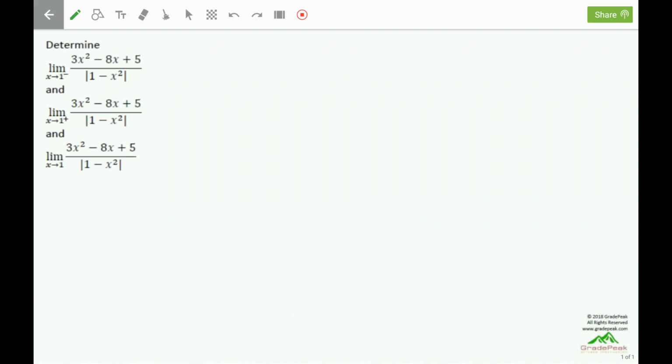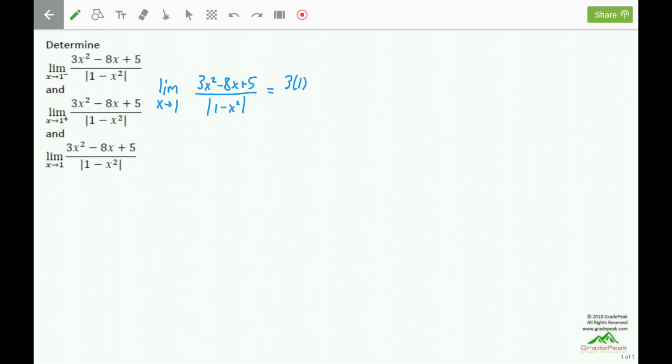Determine the left-sided limit, the right-sided limit, and the two-sided limit as x goes to 1 of 3x squared minus 8x plus 5 over the absolute value of 1 minus x squared. Each of these limits involves the limit as x goes to 1 of 3x squared minus 8x plus 5 over the absolute value of 1 minus x squared. The first thing to do is try plugging a 1 in for each of the x's.